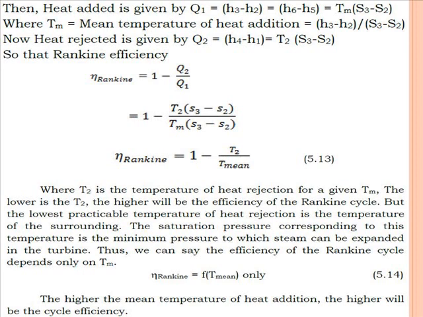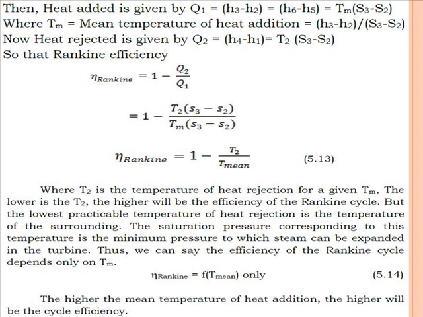The heat rejected, Q rejected or Q2, equals H4 minus H1, and that equals T2 into S3 minus S2, where T2 is the temperature at which heat is rejected. So the efficiency of Rankine cycle equals 1 minus Q2 by Q1, which equals 1 minus T2 into S3 minus S2 divided by Tm into S3 minus S2. So you can say the efficiency of Rankine cycle equals 1 minus T2 by Tm.